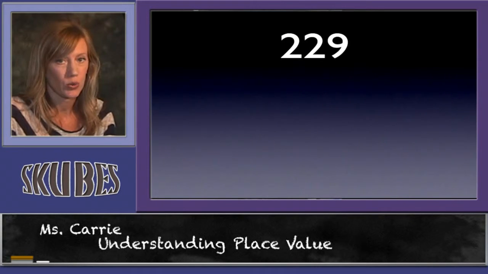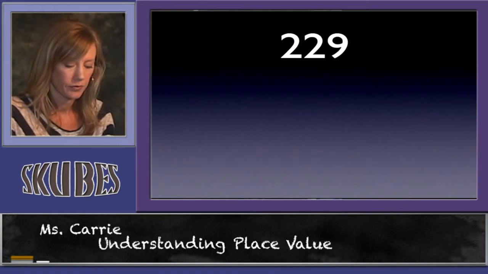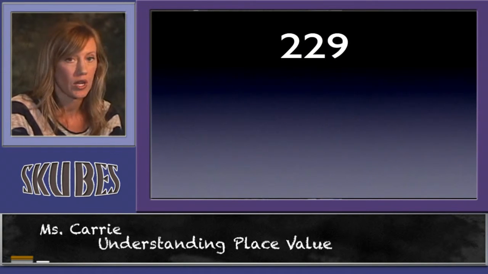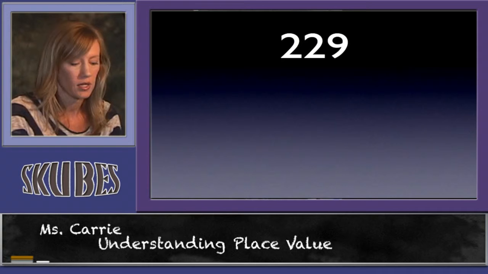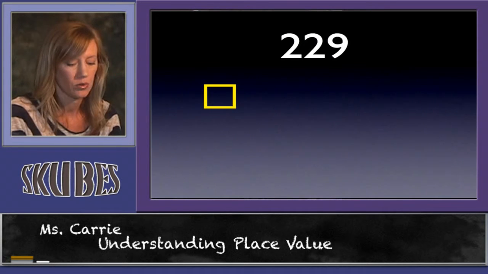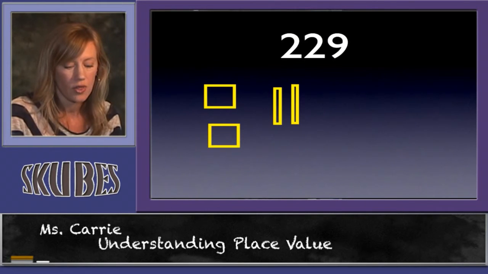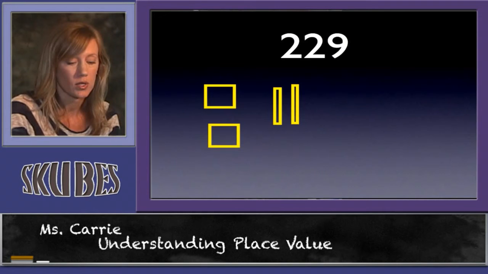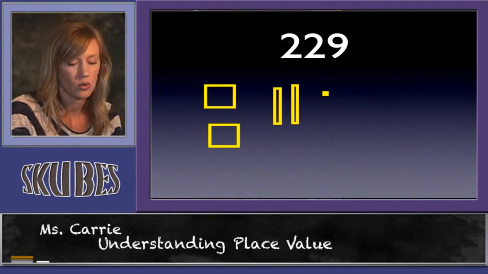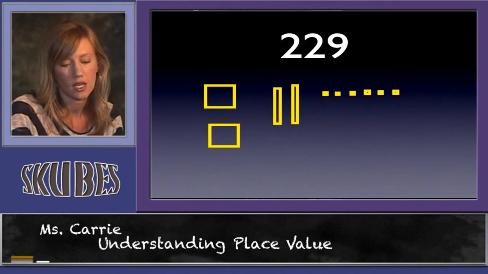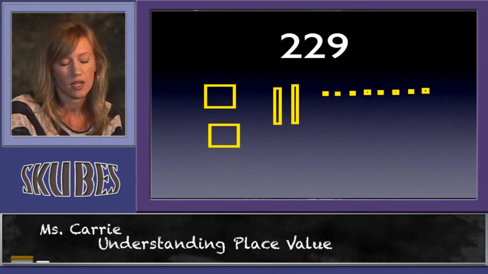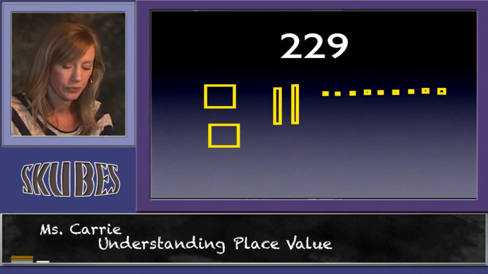Let's do the number 229. We know there are 2 hundreds. 1, 2. There are 2 tens because the 2 is in the tens place. 1, 2. And we know that there are 9 ones because the 9 is in the ones place. 1, 2, 3, 4, 5, 6, 7, 8, 9. 229.